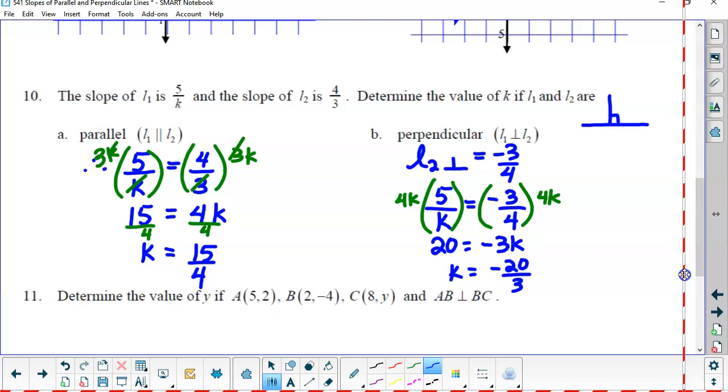So that's one way. The other way is to think about my other definition of slopes of perpendicular lines. They multiply to -1. So we could also say slope of L1 times slope of L2 equals -1. So that would be 5/k times 4/3 equals -1.